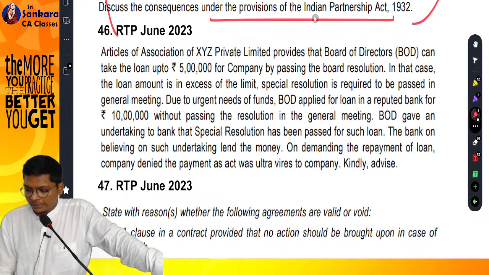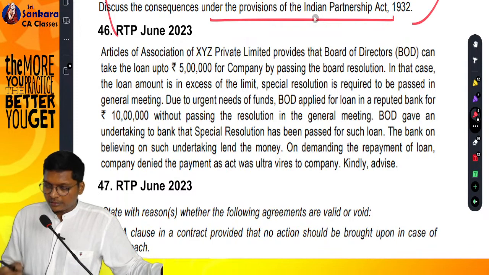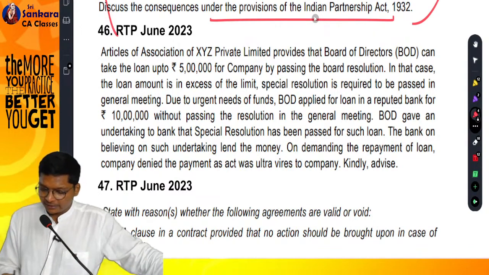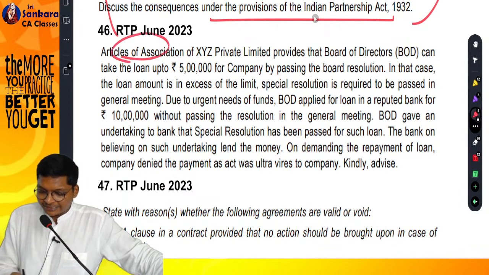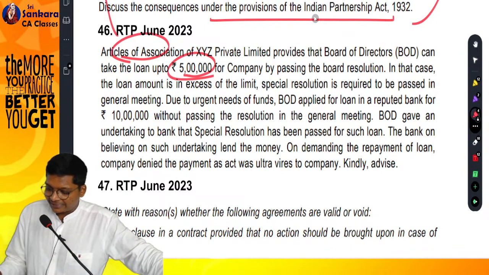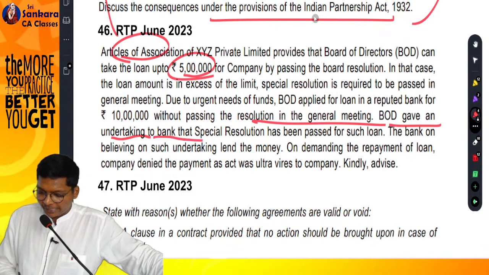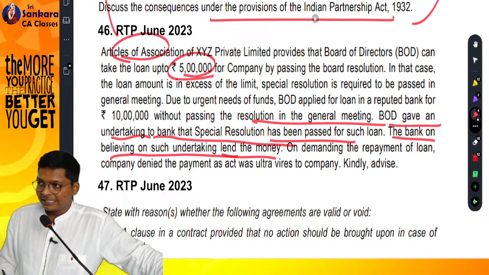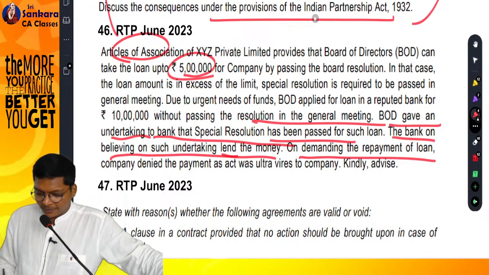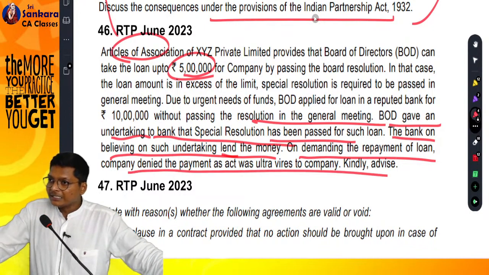Doctrine of indoor management. What is the question saying? The articles say the company can borrow up to a limit, and if you want to borrow more than 5 lakhs, the company has to pass a resolution in general meeting. The Board gave an undertaking that the resolution has been passed for such loan. The bank, believing such undertaking, lent the money. On demanding the repayment of the loan, the company denied, saying it was ultra vires.